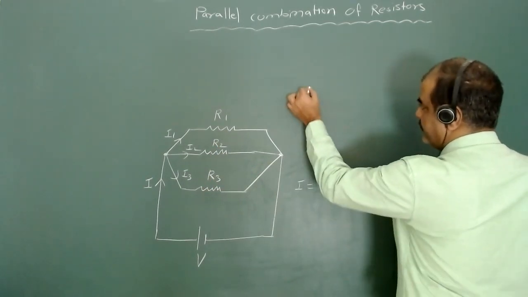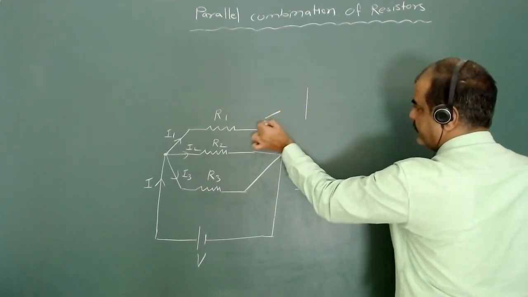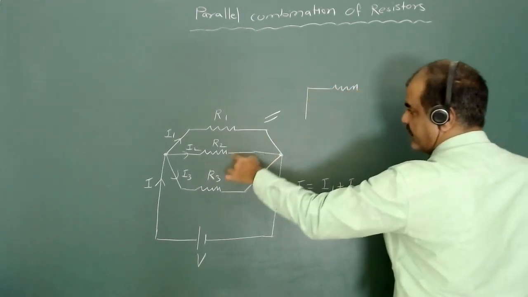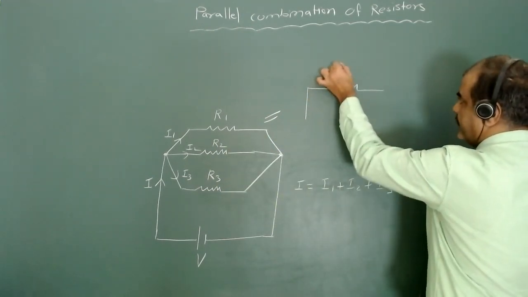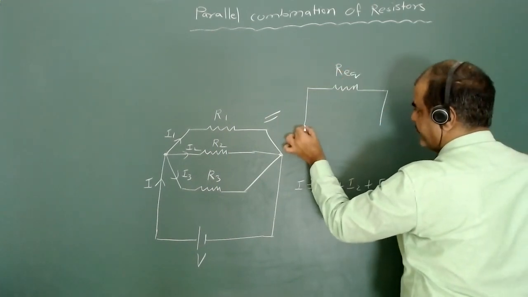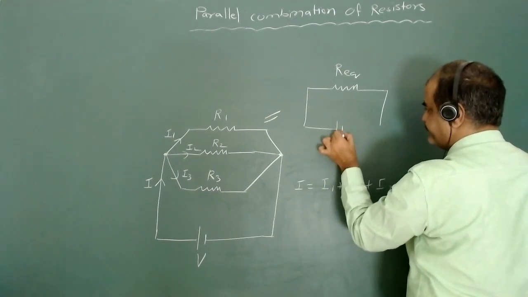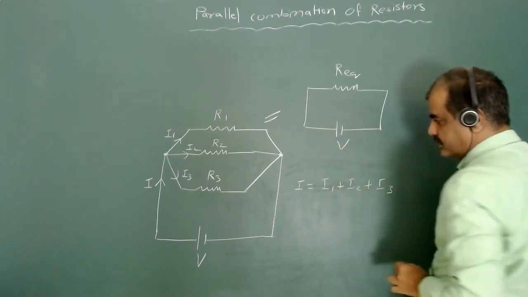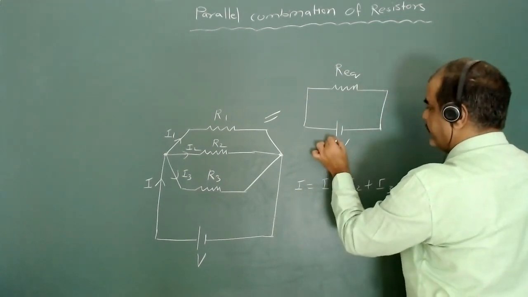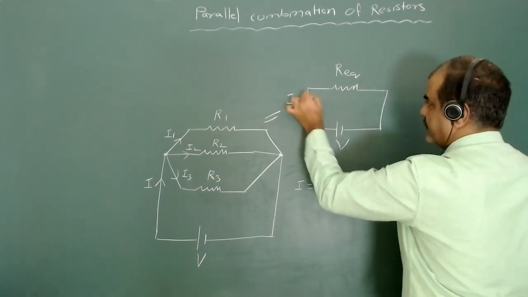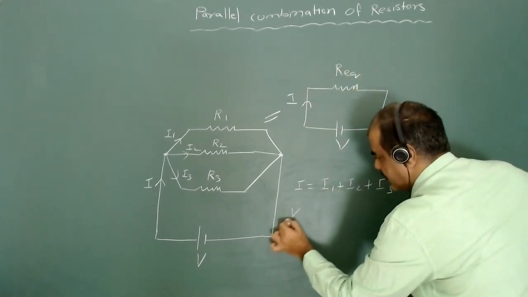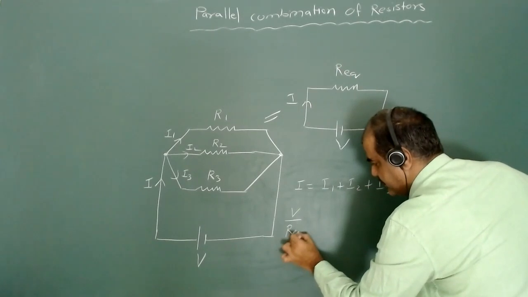Now if I assume the total equivalent resistance of the three resistances is R equivalent, I can redraw this circuit. Instead of R1, R2, R3, I can write R equivalent, and put one battery V here. Now if I calculate the current I in the circuit, it will be simply V upon R equivalent.